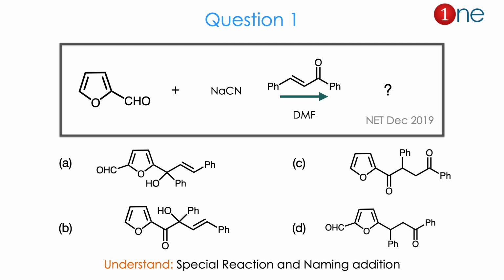The products differ in where the substitution or addition occurs. Whether the addition occurs at the aldehyde, at the second position or the fourth position, or whether a double bond is there or the double bond becomes a ketone. So from the question to the products, you might understand a special reaction is involved and one named addition is involved here. The answer is C. Let us see how.